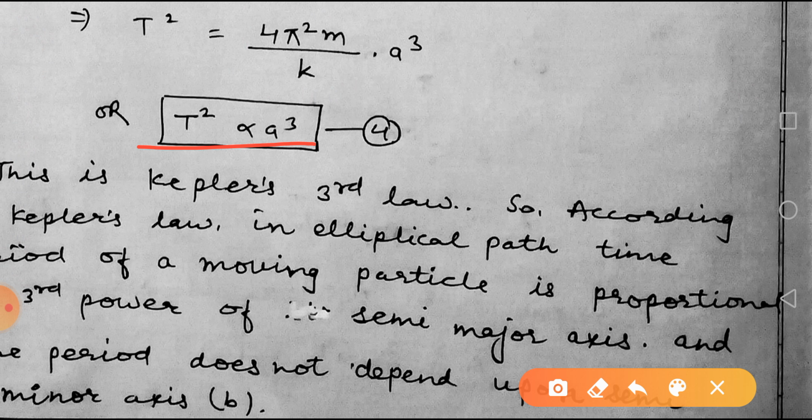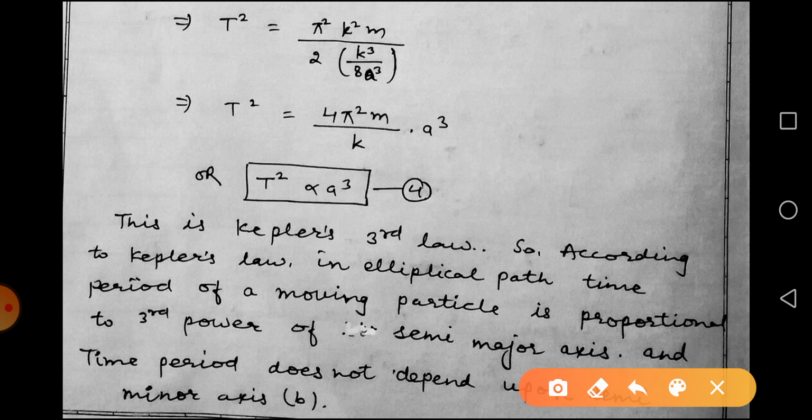So according to Kepler's law, in an elliptical path the time period of a moving particle is proportional to the third power of the semi major axis, and it is also clear that the time period does not depend on the semi minor axis b.